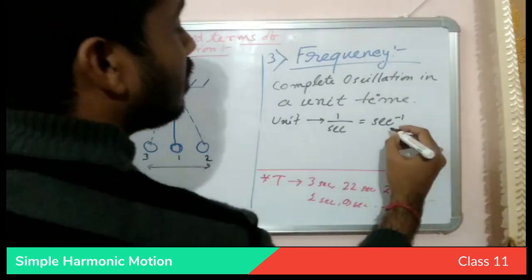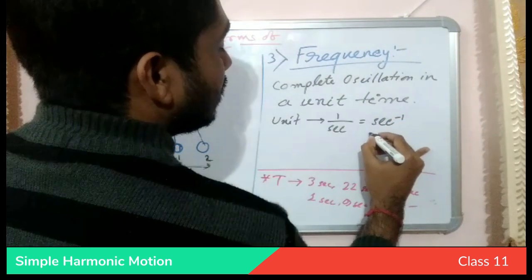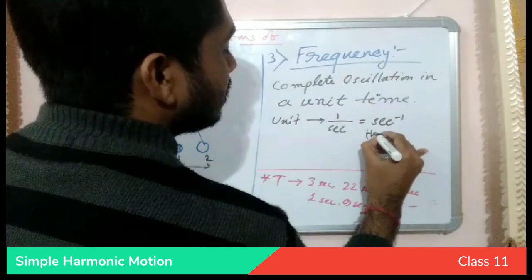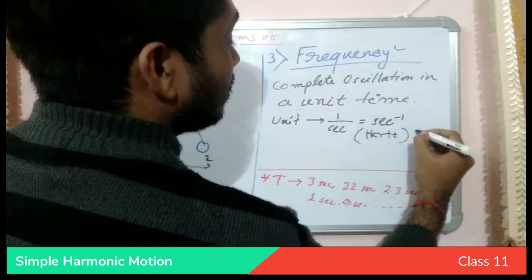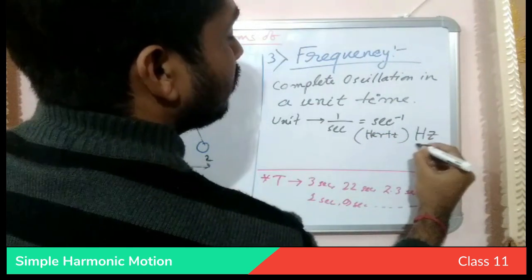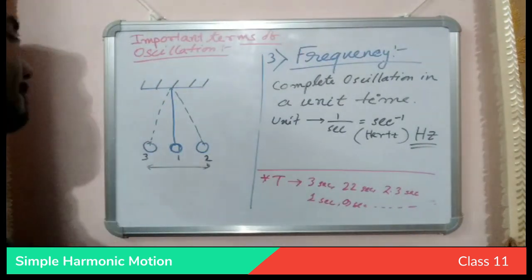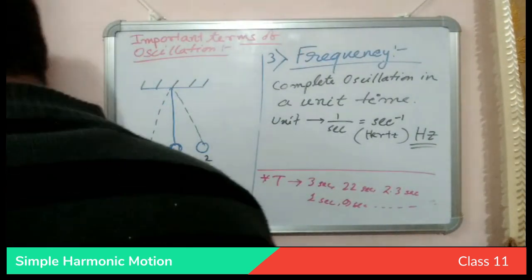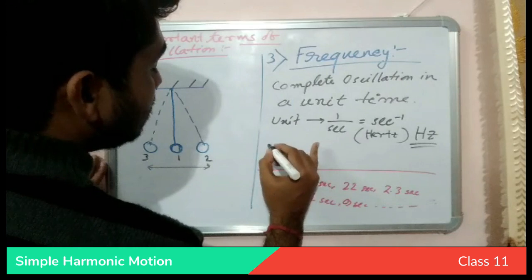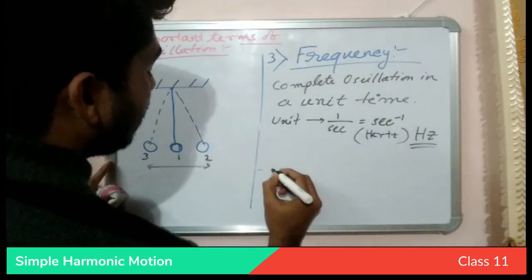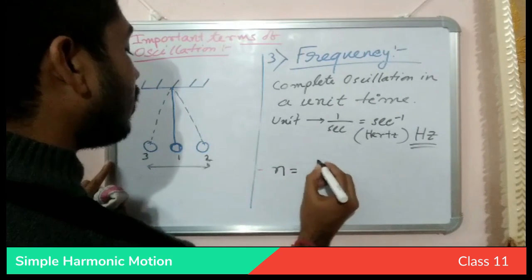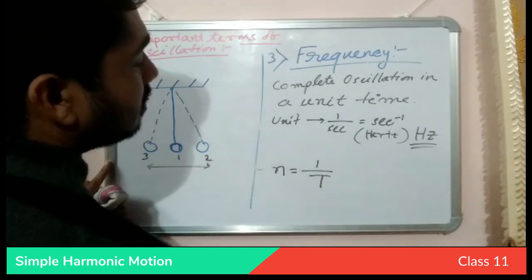And in the name of the scientist Hertz, the unit is also known as hertz. Hz, we write it Hz. And we denote frequency as small n, which is 1 by time period.